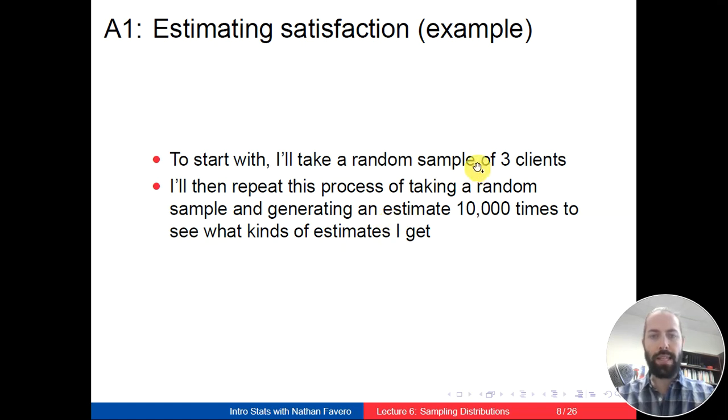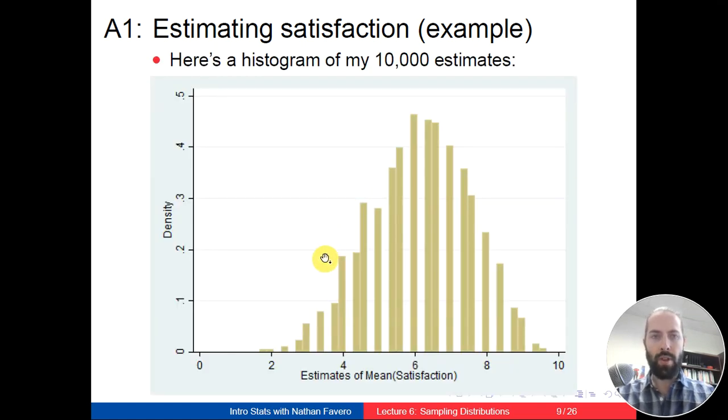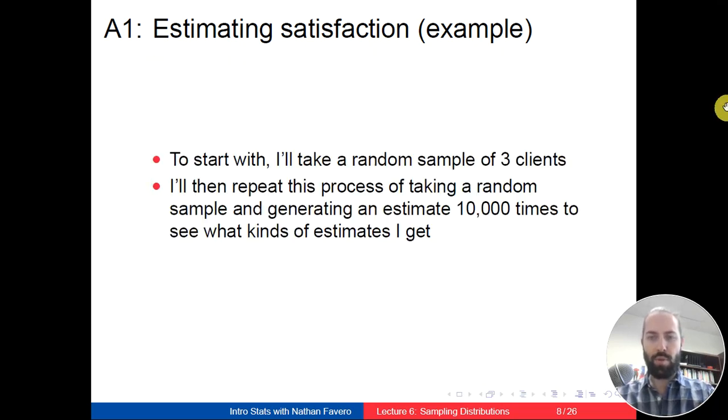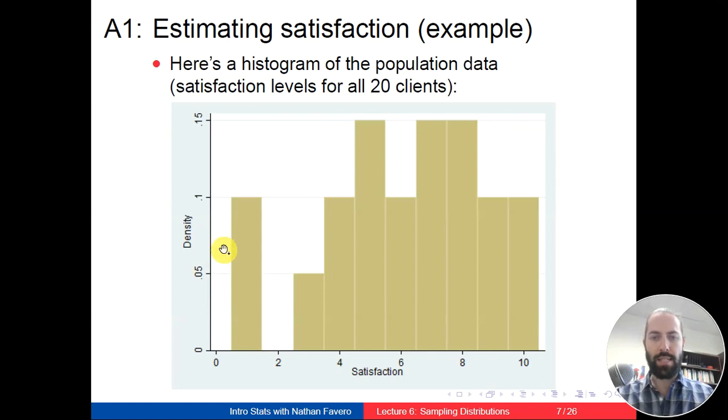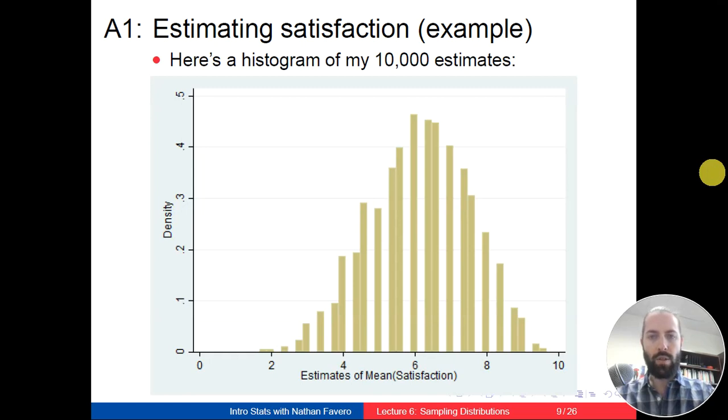I'm going to repeat that process of taking samples of 3 10,000 times and see what kind of estimates I get. So here's a histogram of those 10,000 different estimates that I got. Remember, these are all based on a sample size of 3. So for each of these 10,000 random draws, what I did is I just randomly selected 3 clients from this data and used that mean as my estimate.